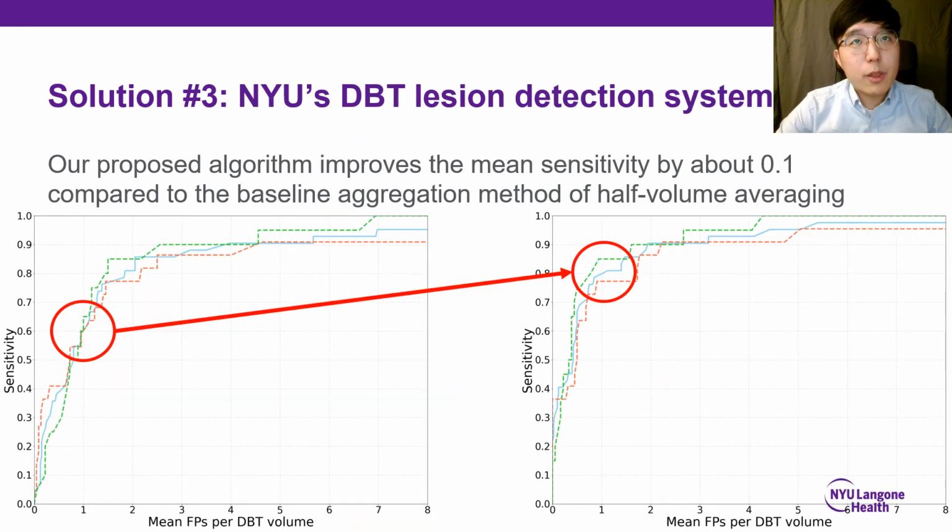Our proposed algorithm improves the mean sensitivity by about 0.1 compared to the baseline aggregation method of half-volume averaging. In particular, the biggest gain is observed around 1 false positive per volume level, which is highlighted in red.